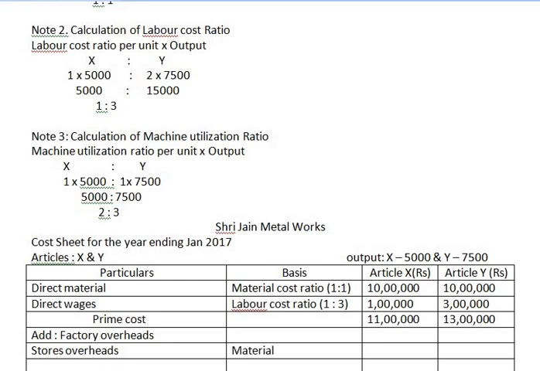So basis is material cost ratio. Ratio is 1:3, sorry, 1:1. Now amount is how much? It is 1 lakh, right? So 50,000 and here it is 50,000. So it is 1:1, so equally you need to distribute. Now next expense, depreciation.